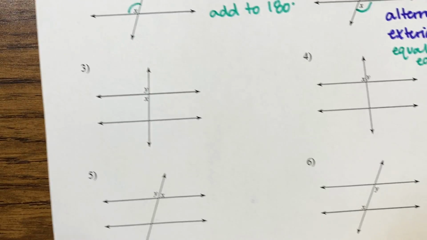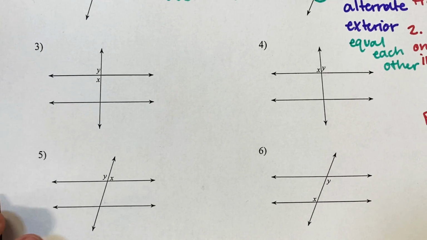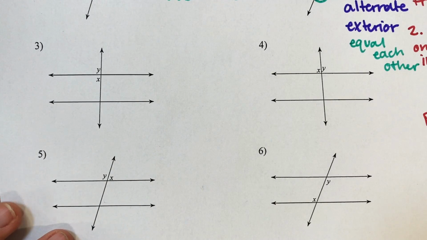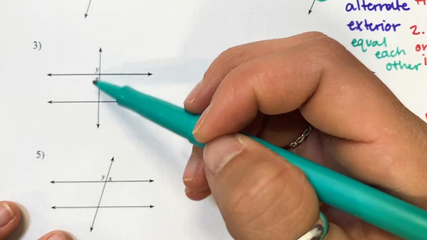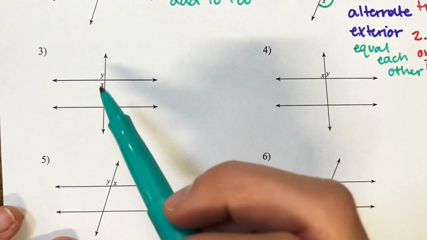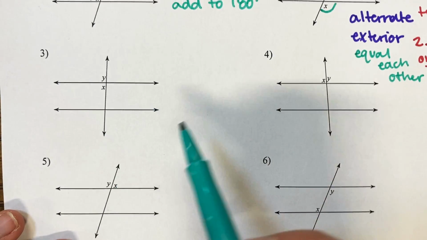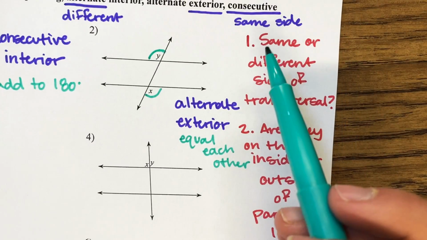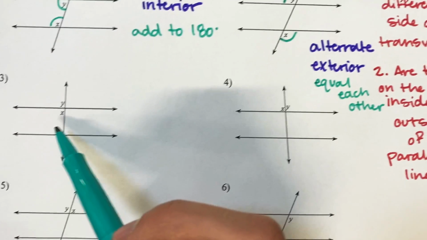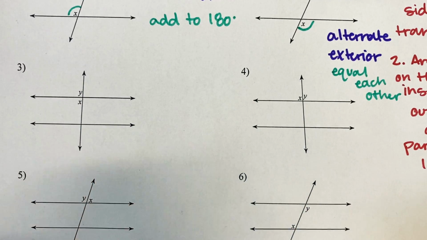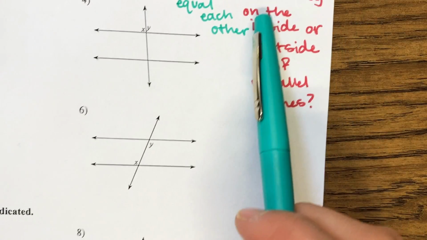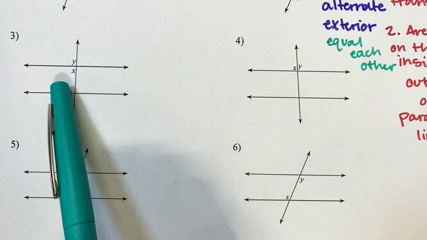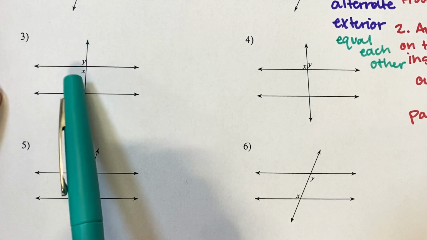Okay, let's look at number 3. These guys are kind of different. So we have angles that are right next to each other. We're going to ask ourselves these questions: same or different side of the transversal? We can see that they're on the same side, but are they both on the inside or both on the outside? No, one's on the outside, one's on the inside.